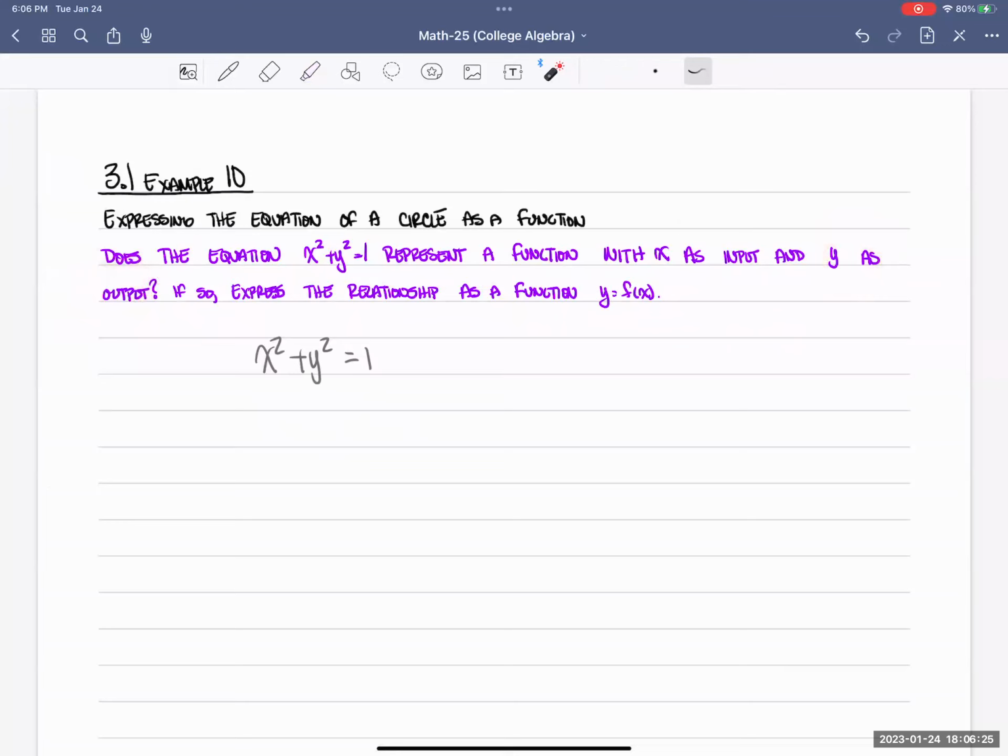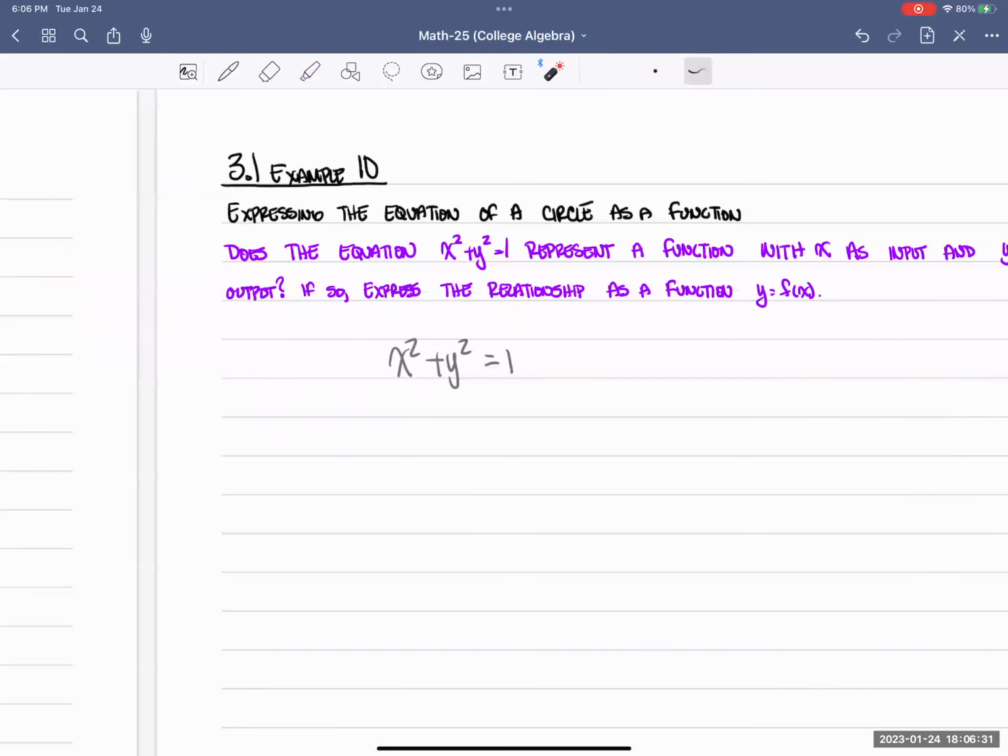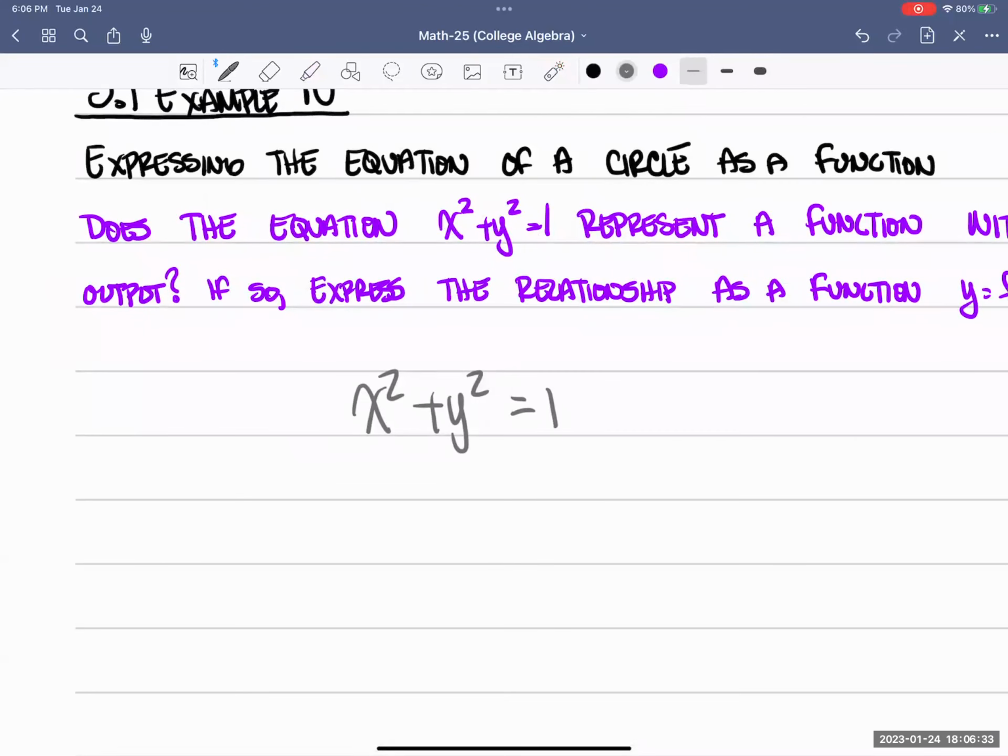So, x, y as a function of x. So we're getting y by itself. To get y by itself, subtract x squared from both sides. We have y squared is equal to 1 minus x squared.